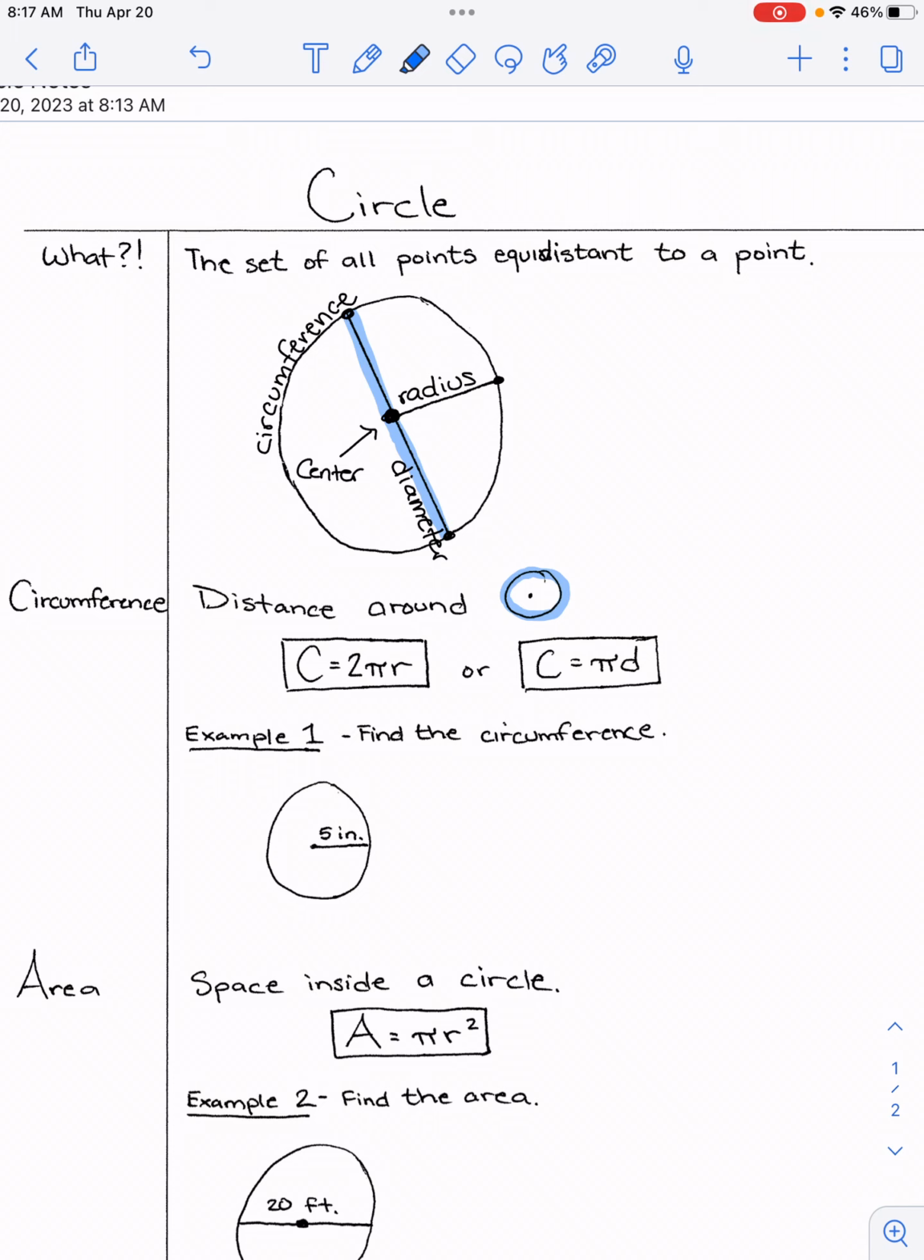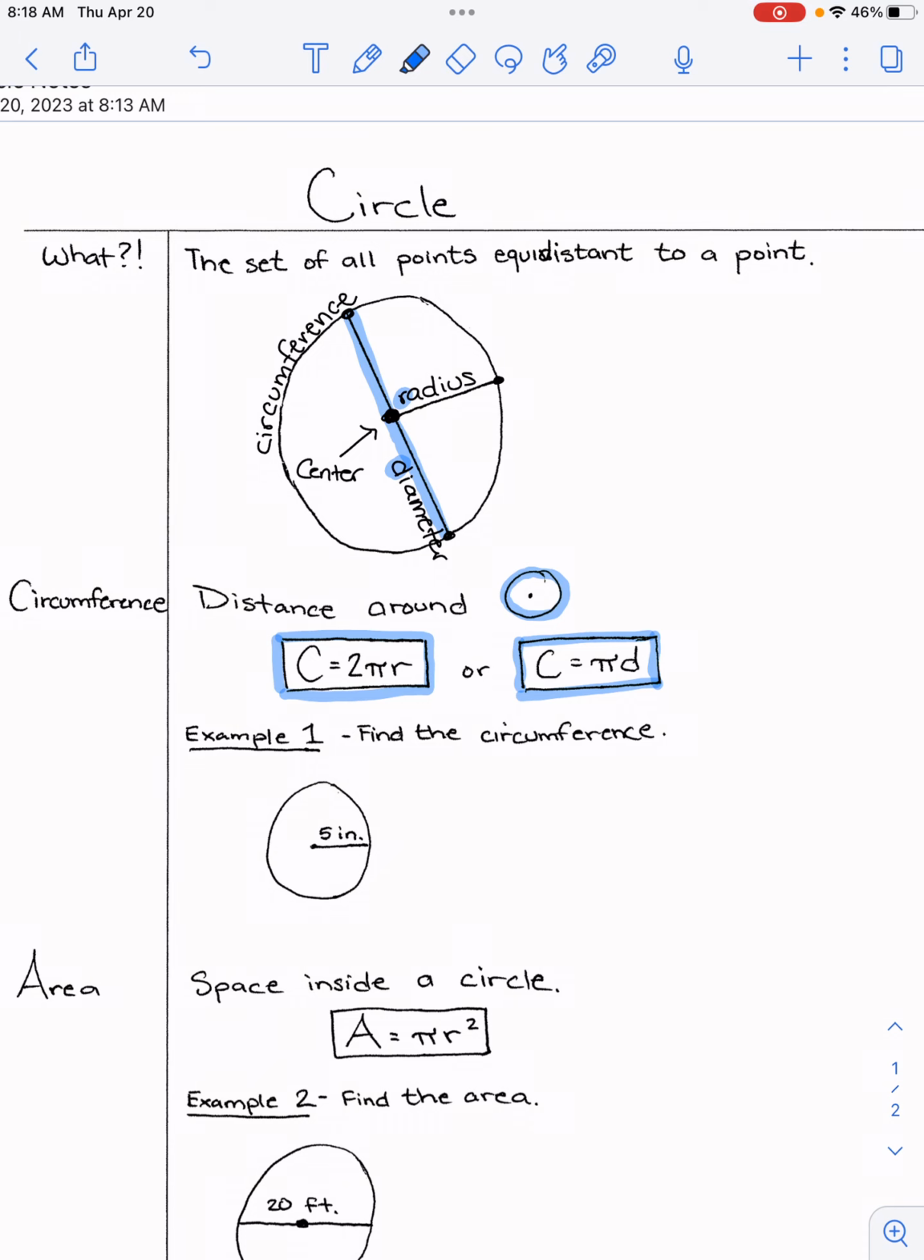C is the circumference, and the circumference is equal to 2 times pi times r. So what do those things represent? Pi we know as approximately 3.14, and r, in this case, is the radius. I'm going to highlight this. But another thing is that you could also use this formula. I don't use it as much, but you could rewrite this as pi d, where d is the diameter.